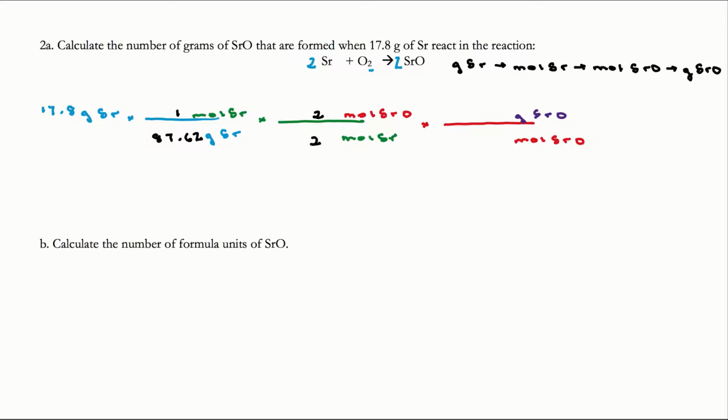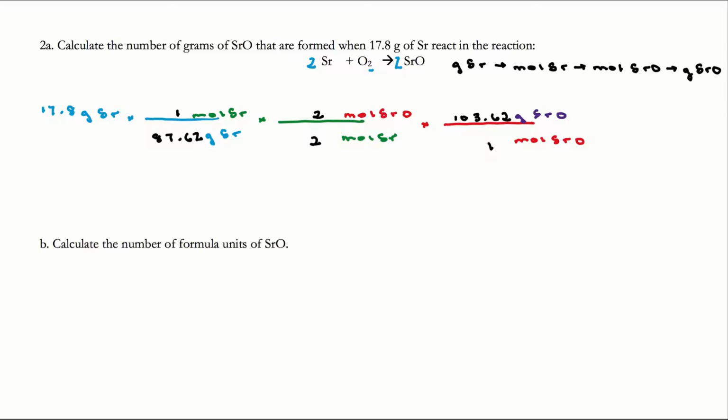And then I need to put the molar mass of strontium oxide. So strontium, again, has a molar mass of 87.62. And then I'm going to add to that the molar mass of oxygen, which is 15.999. And I get for the molar mass of strontium oxide 103.6, let's round that to 2, for every 1 mole.